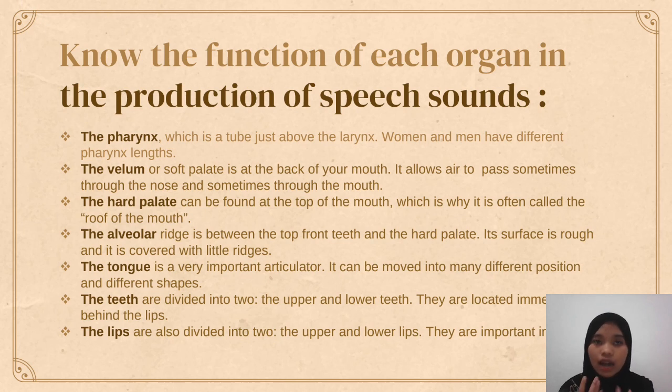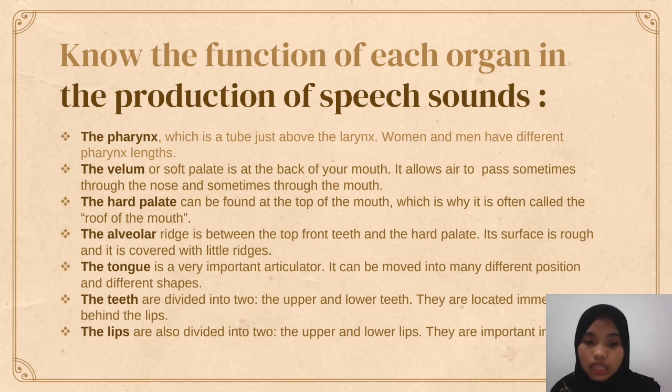The third, the hard palate. It can be found at the top of the mouth, which is why it's often called the roof of the mouth. The fourth is the alveolar ridge, which is between the top front teeth and the hard palate. Its surface is round and is covered with little ribs. And the next is the tongue. It's very important in articulation. It can be moved into many different positions and different shapes.